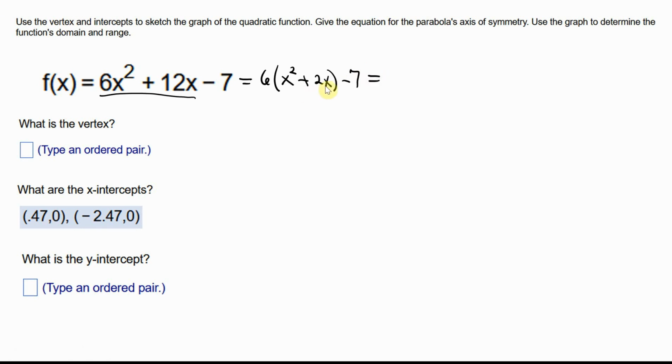And then I take half of the coefficient of x. Well, the coefficient of x is 2. Take half of that. 2 divided by 2 is 1. I square 1, I get 1. So I'm going to add 1 and subtract 1 within the parentheses. So this is 6 times parentheses x squared plus 2x plus 1 minus 1 minus 7. Take the negative part out.